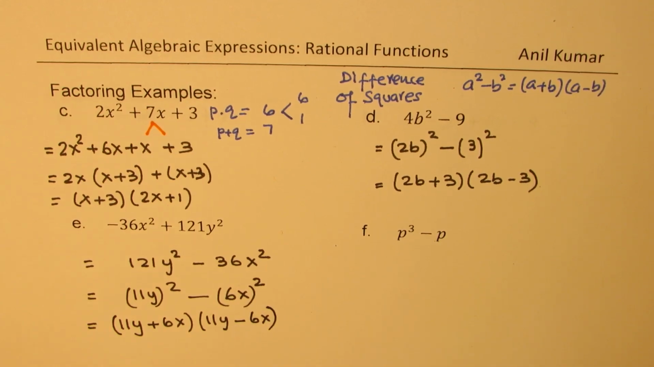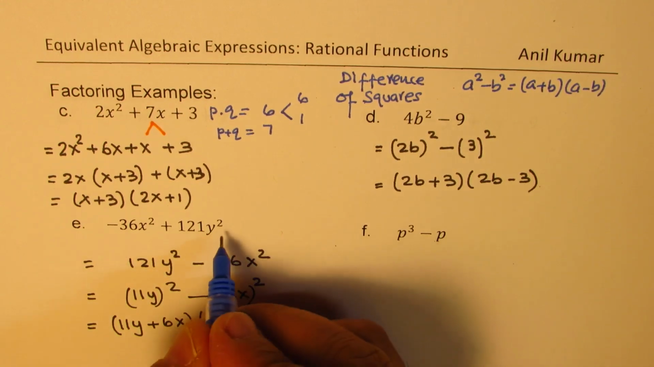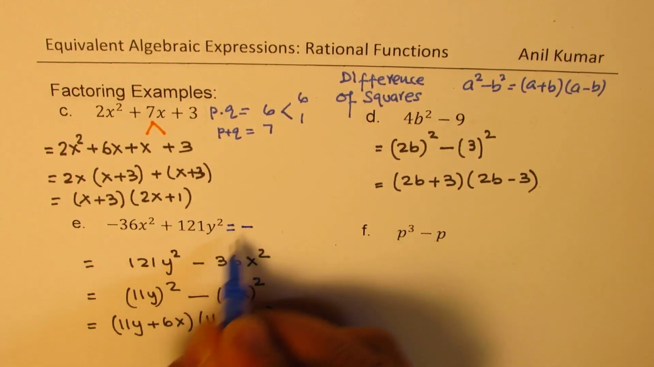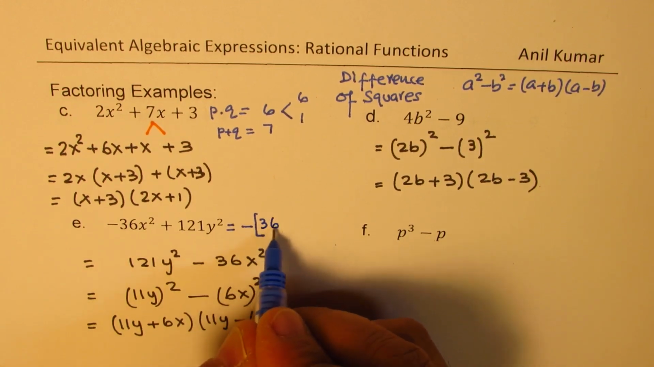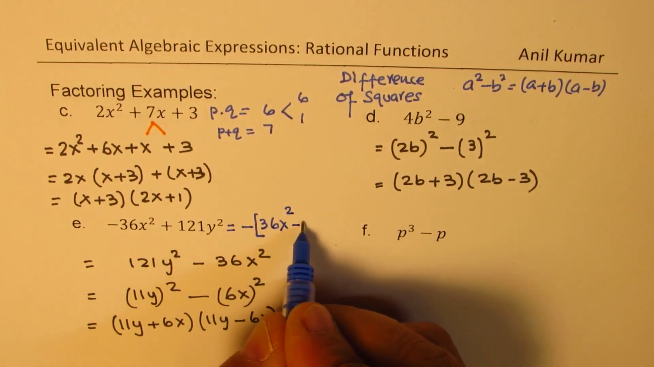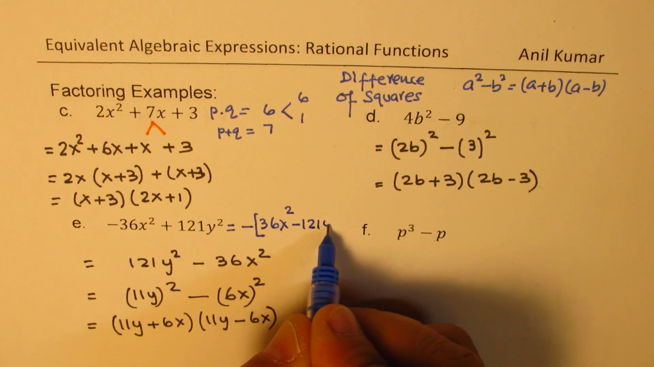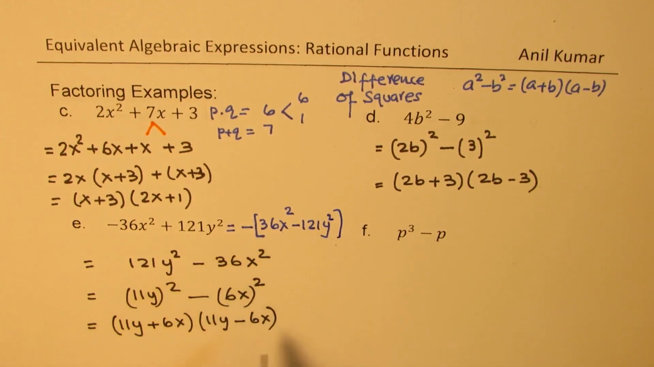Correct. Now, an alternate way could have been that you write the question with a minus outside, and then it becomes 36x squared minus 121y squared, right? And then you can continue.